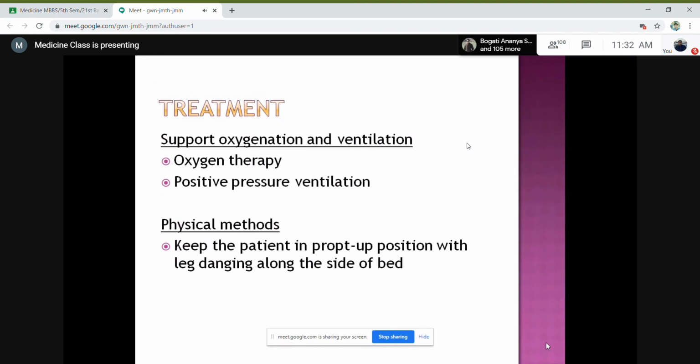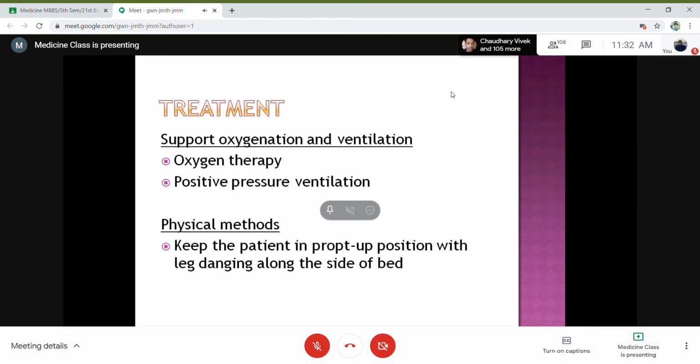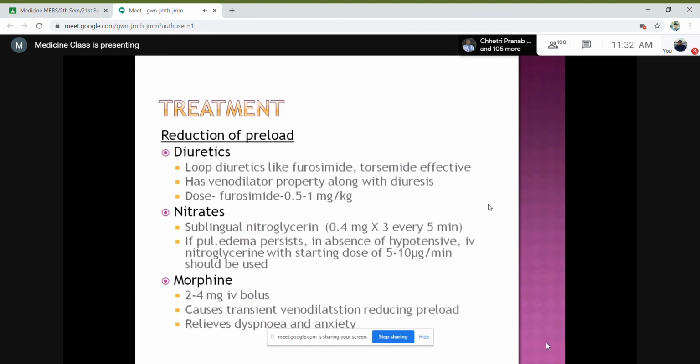With this we have already discussed oxygen therapy, positive pressure ventilation, and physical methods by keeping the patient in a propped up position with legs dangling alongside the bed. These are the drugs that are used for acute pulmonary edema. This we have already discussed when we discussed acute left heart failure.